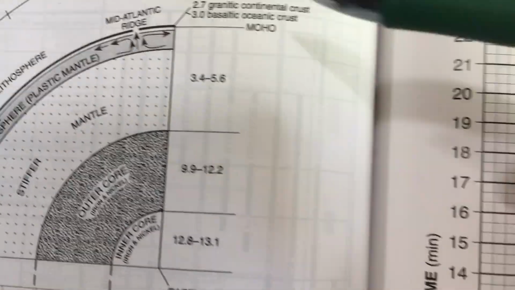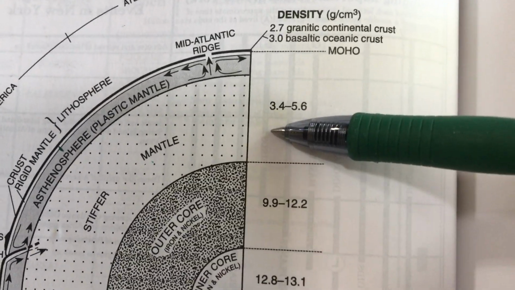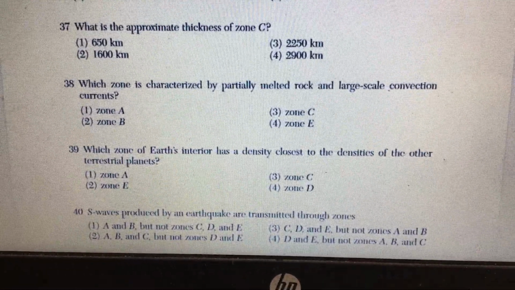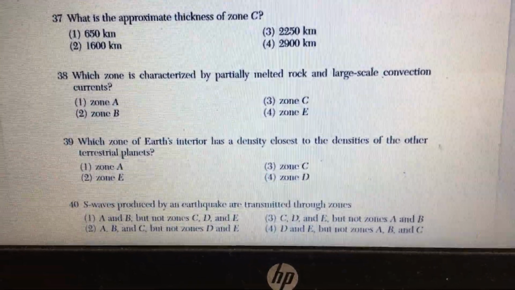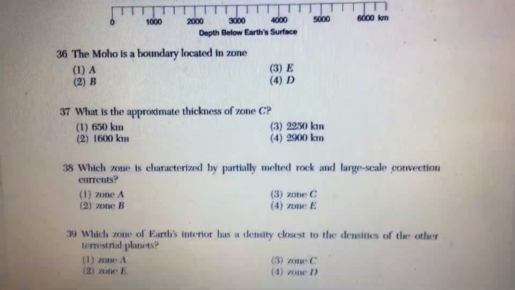Now we go back to this guy. And I'm liking the mantle for this one. So what are they going to want from us here? A, C. I'm not thinking A. I'm liking C. And E and D are too deep. Going down into the core, your densities get to be pretty darn high. So that's going to be a no-go. So I'm liking C, which will be choice 3.